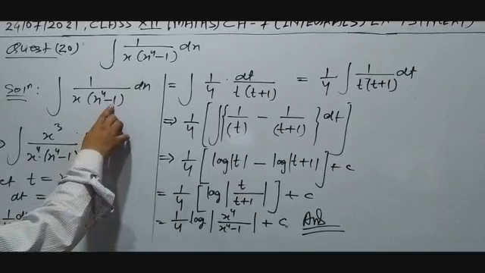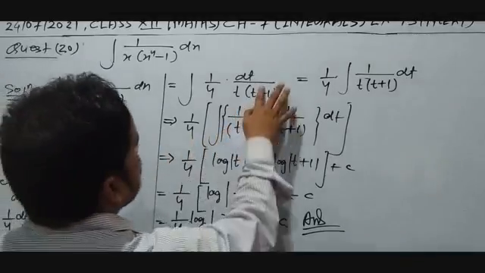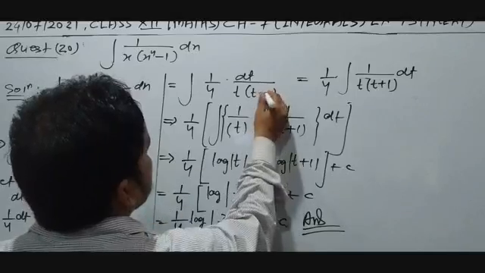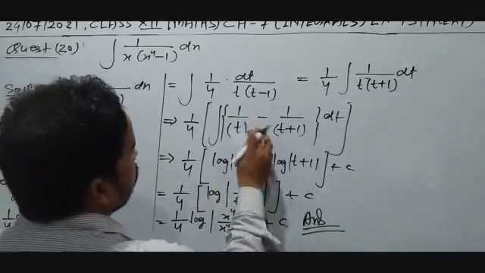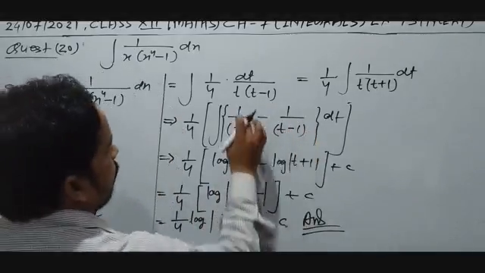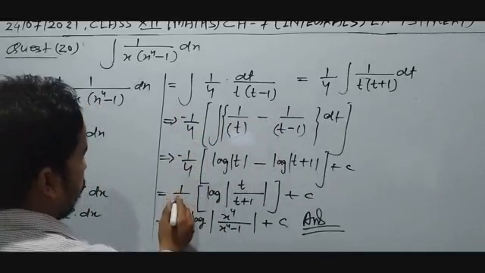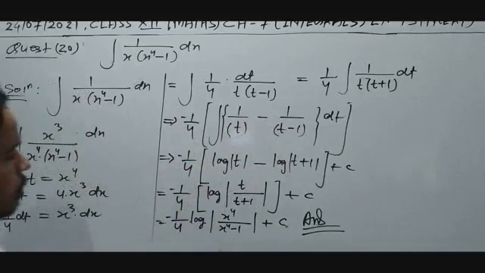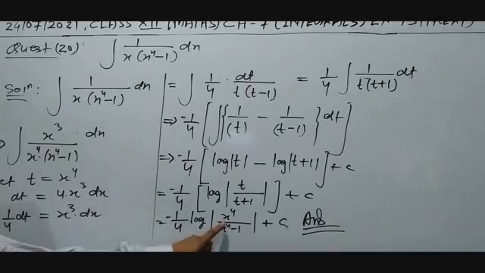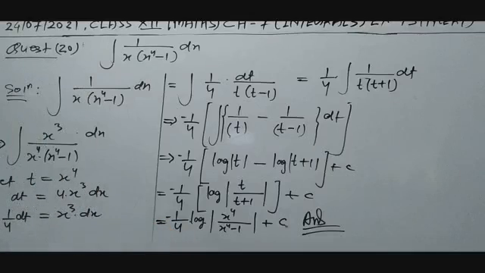There is a value x minus 1, so minus 1 will be here, not plus 1. So the answer is reciprocal, so this result will be minus 1. So t minus 1 minus t, so the result you will get is minus 1 by 4. So the answer is minus 1 upon 4 log of x to the power 4 whole upon x to the power 4 minus 1. This is the answer. Now question number 20 is completed.